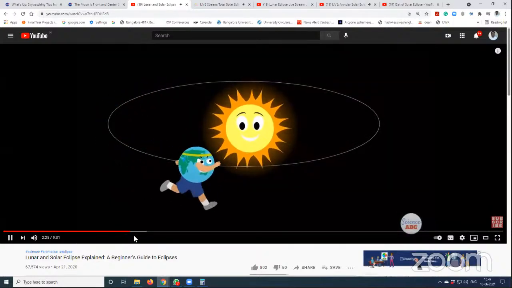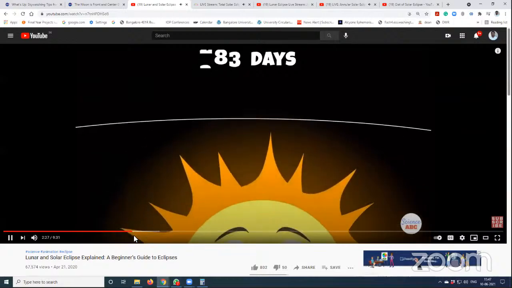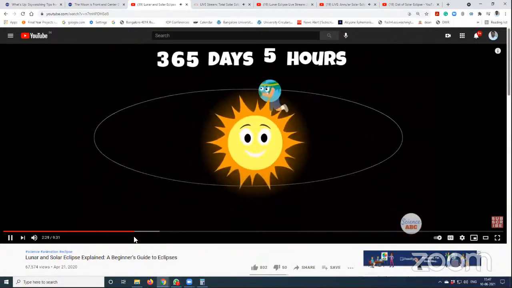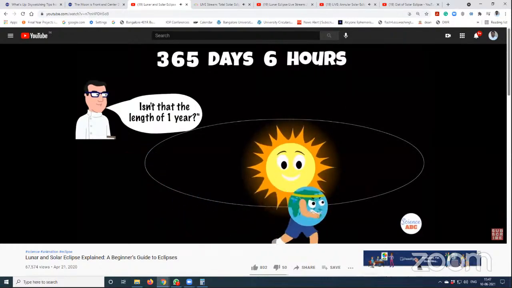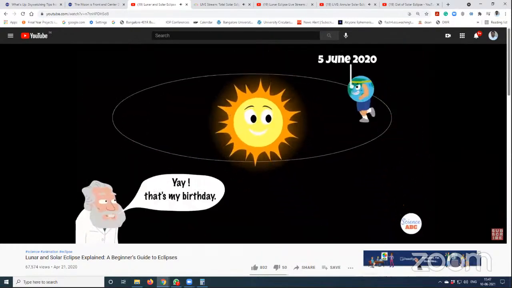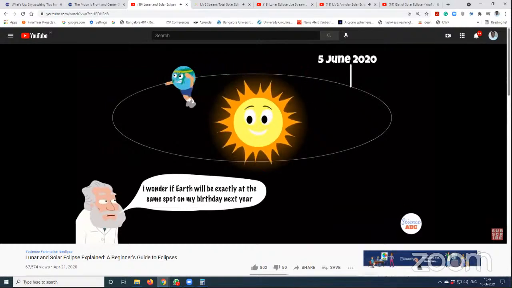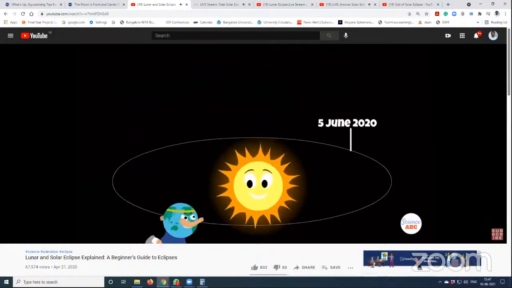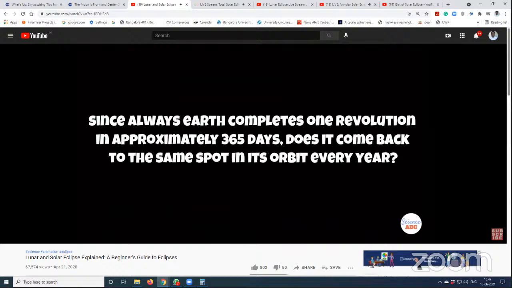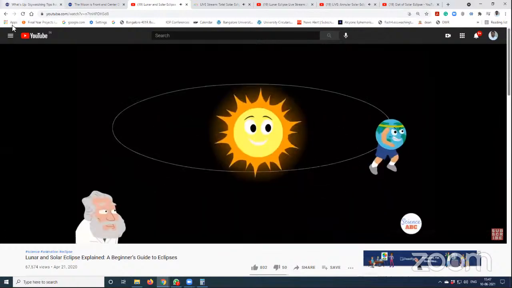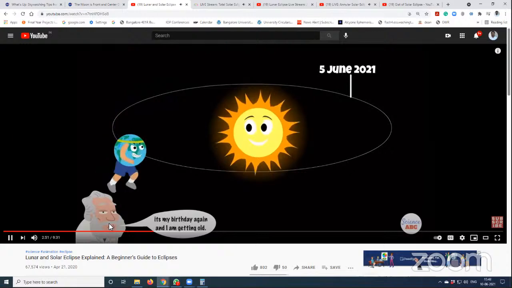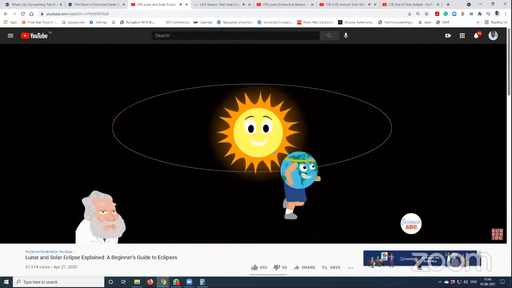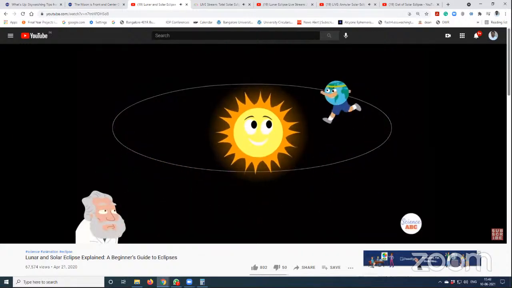Earth travels around the Sun along that orbit and completes one revolution in approximately 365 days and 6 hours. As you may have noticed, this is roughly the length of 1 year. So, does that mean Earth is at exactly the same spot in its orbit every year on your birthday? Well, since it takes the same amount of time every year to complete one revolution around the Sun, it's only fair to assume that on your birthday, Earth will be in exactly the same spot every year. We've actually answered that question in another video that you can watch by clicking on the I button at the top right corner of the screen.